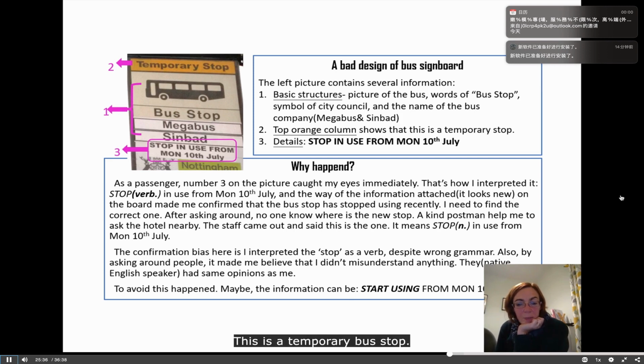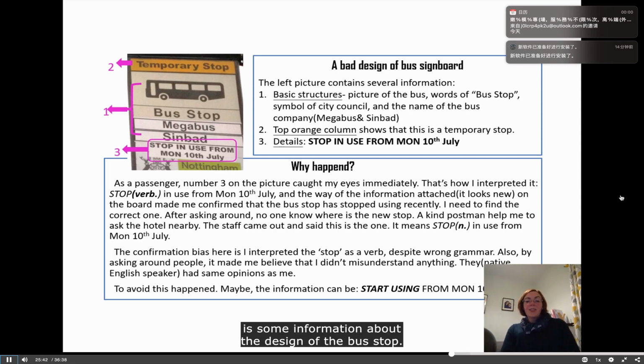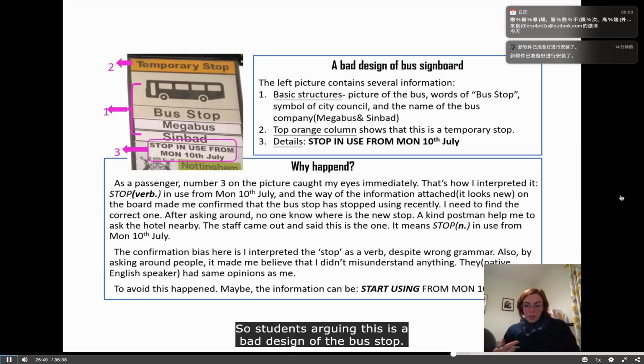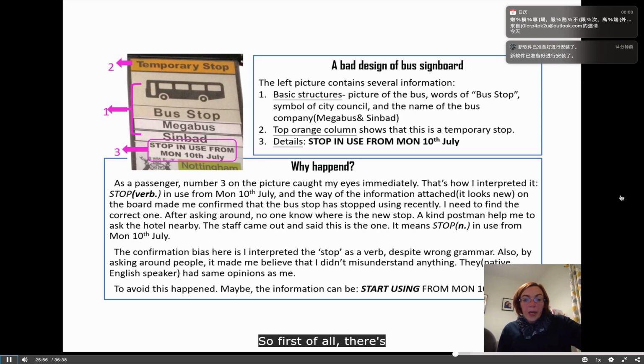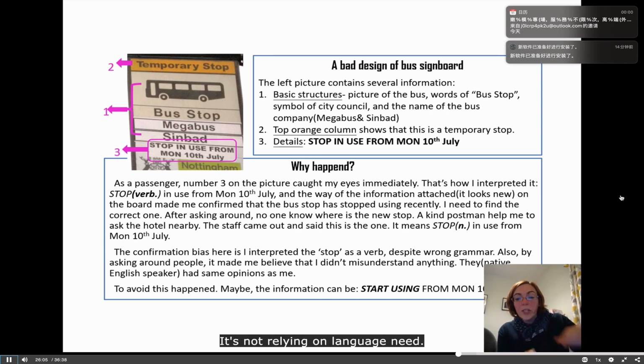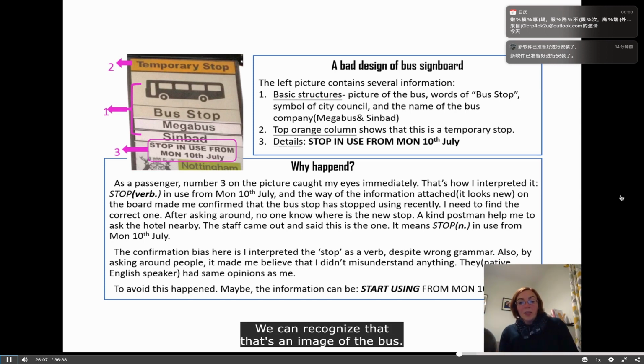This is a temporary bus stop. So what we've got in the top left here is some information about the design of the bus stop. And let me see if I can show it to you. So the student's arguing this is a bad design of the bus stop, and they're pointing out a couple of things here. First of all, there are some things that are quite good in terms of knowledge in the world. So we've got a picture of the bus. Brilliant, that's good. It's not relying on language. We can recognise that that's an image of the bus.